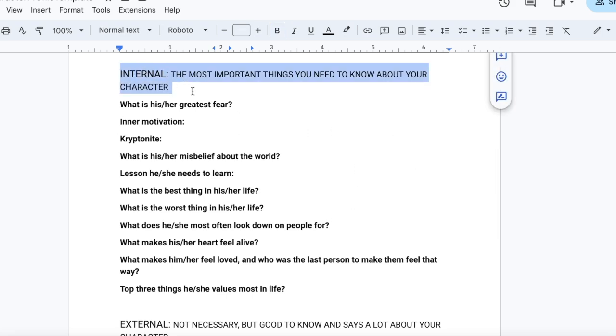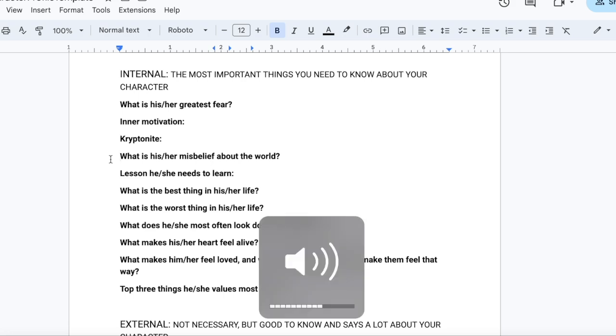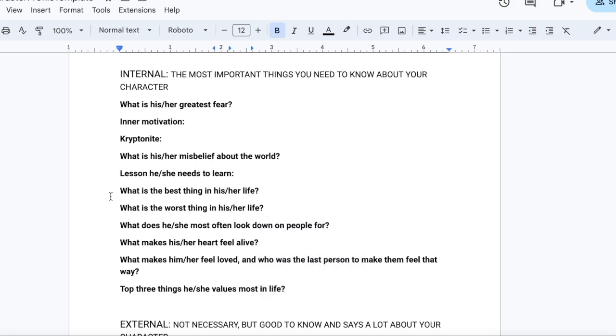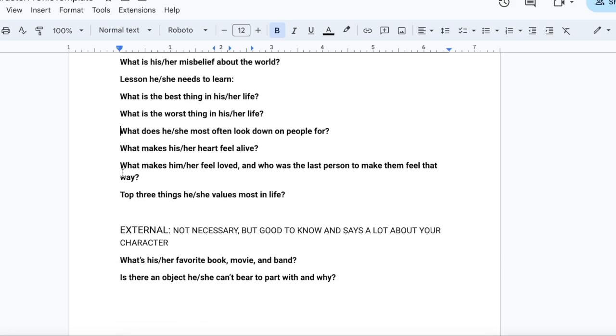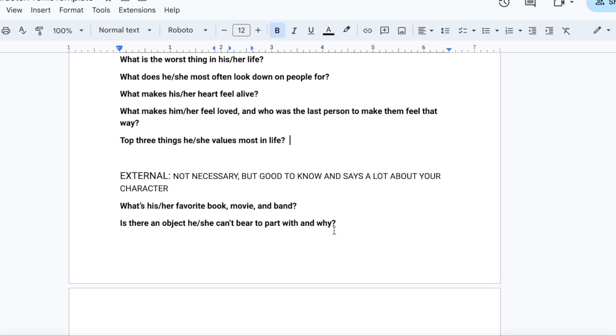So the most important things you need to know about your character: what is his or her greatest fear, their inner motivation, their kryptonite, which is like their weakness, what is his or her misbelief about the world, a lesson they need to learn, what is the best thing in their life, what is the worst thing in their life, what does he or she most often look down on people for, what makes their heart feel alive, what makes him or her feel loved, and who was the last person that made them feel that way. Top 3 things that they value most in life.